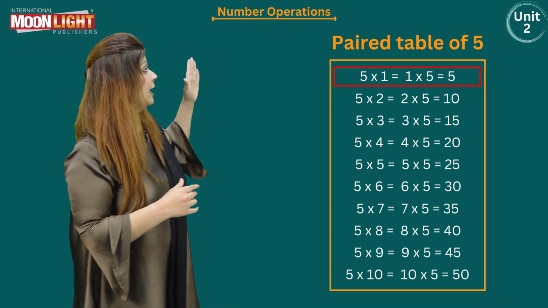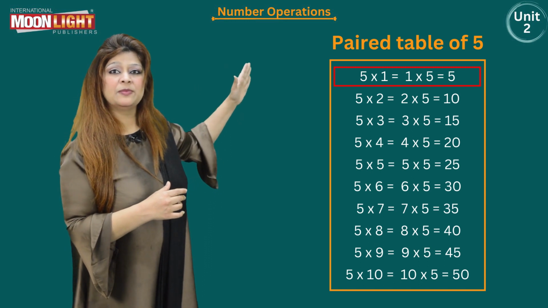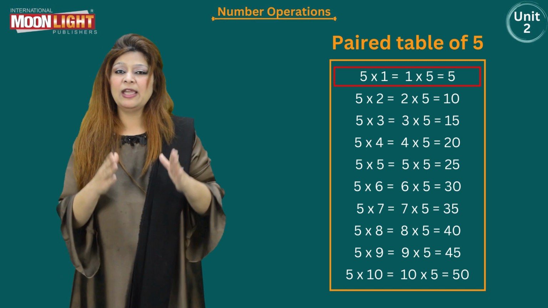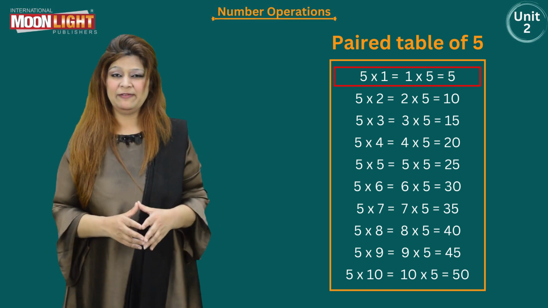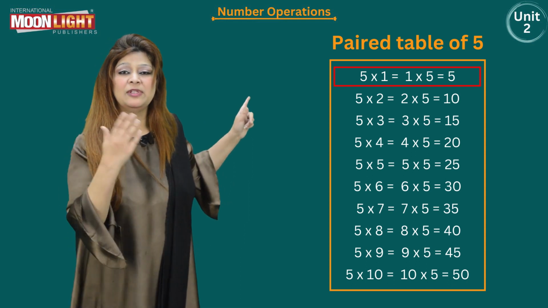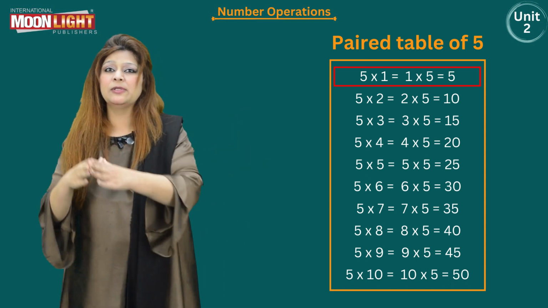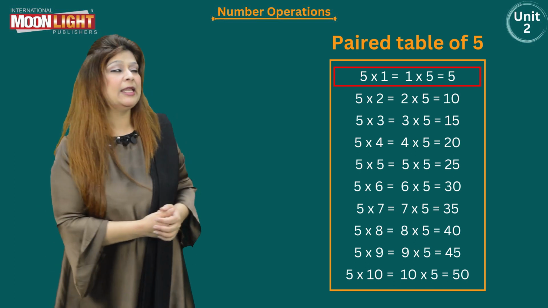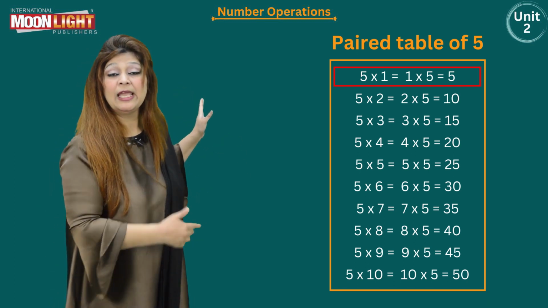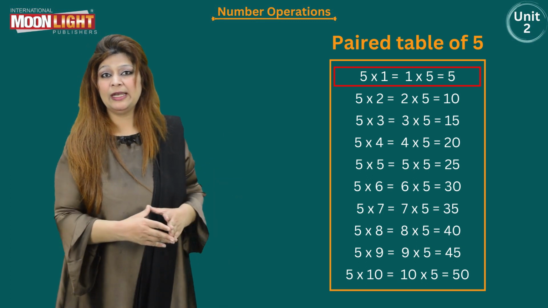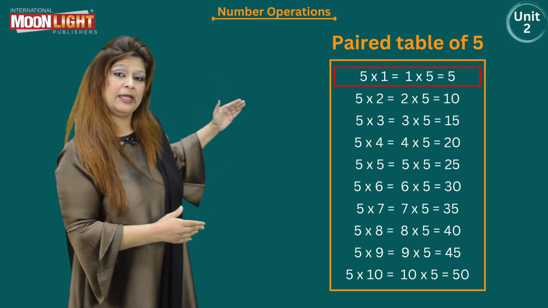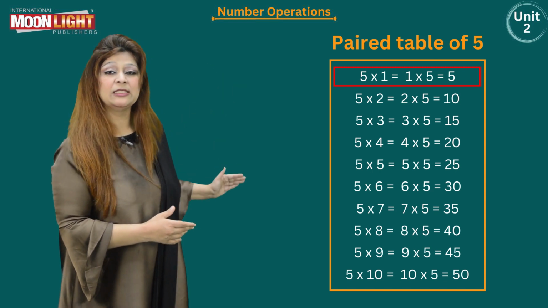And if we write 1 times 5, it means the same thing: 5 ones are 5, and 1 five is also 5. That means 5 multiplied by 1 is equal to 1 multiplied by 5. This is what the pair table of 5 is. Basically, 5 is repeating again and again on your left hand side, and on the right hand side, the counting numbers go from 1 till 10.